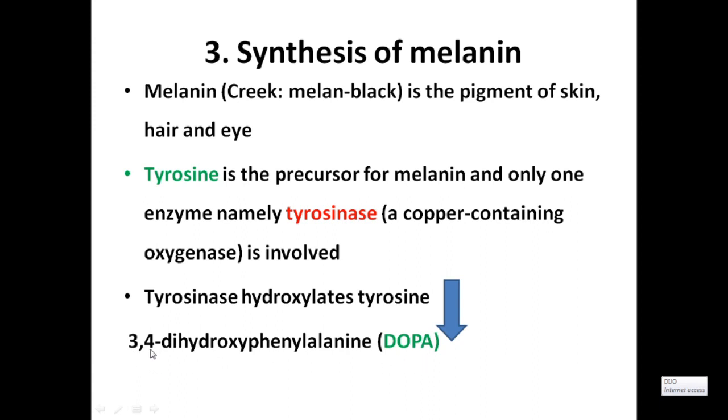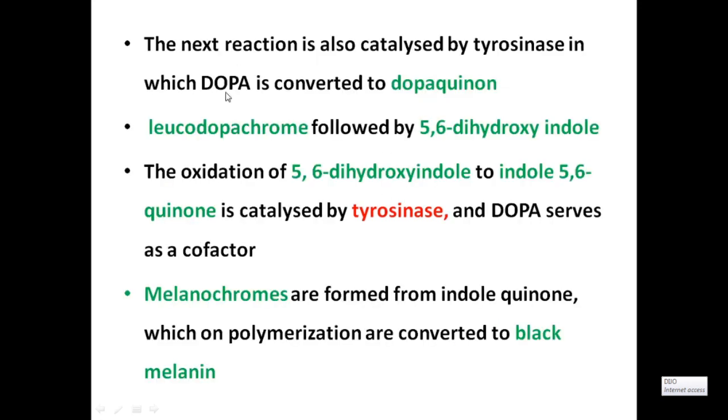DOPA means 3,4-dihydroxyphenylalanine. The next reaction, tyrosinase: now DOPA is converted into dopaquinone. Dopaquinone is converted into leukodopachrome. Leukodopachrome is converted into 5,6-dihydroxyindole. And again the 5,6-dihydroxyindole is converted into indole 5,6-quinone, with the help of the enzyme tyrosinase.